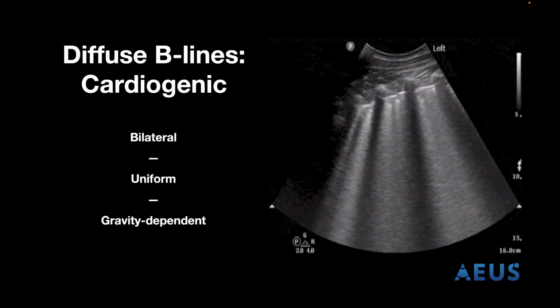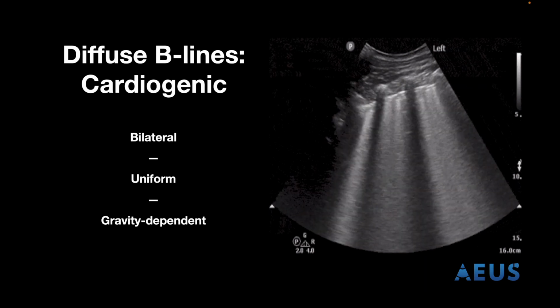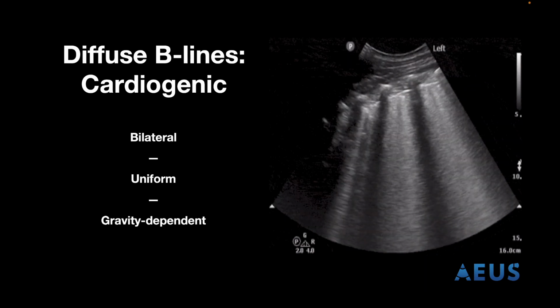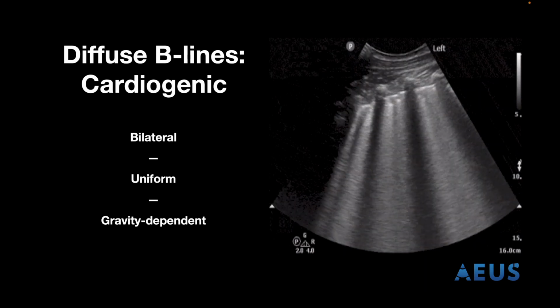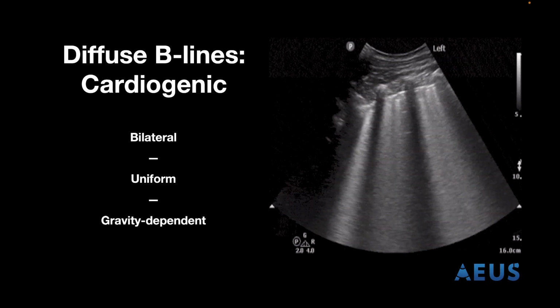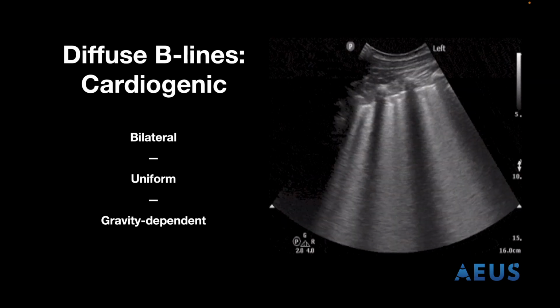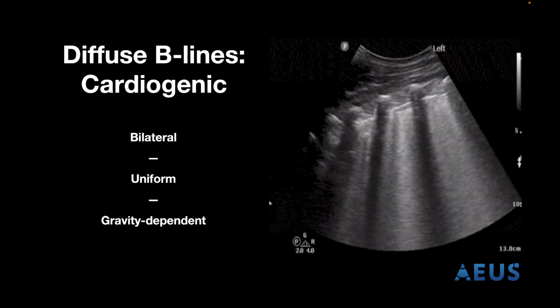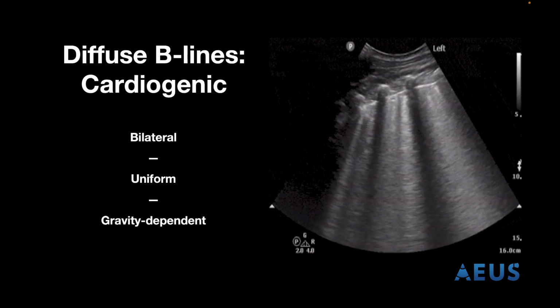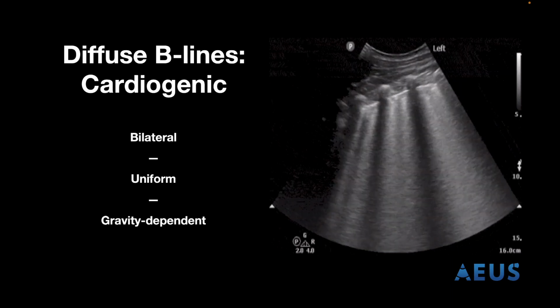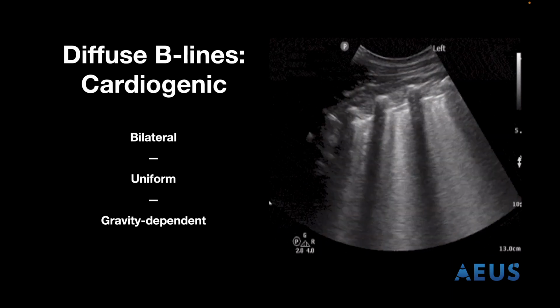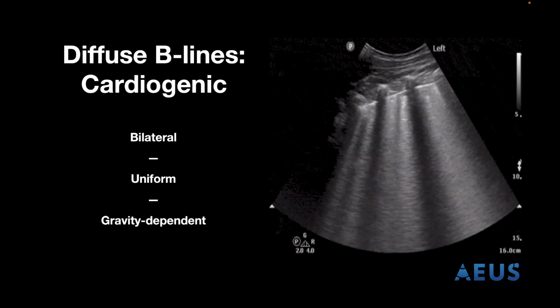In cardiogenic causes of diffuse B lines, you will expect the B lines not only to be bilateral, but also uniform in appearance, homogeneous, and distributed in a gravity-dependent manner, from the bases to the apex in a patient sitting upright. As we see in the clip here, the B lines in all the intercostal spaces appear homogeneous and equal in distribution, which you would also note when ultrasounding the same area on the opposite lung.